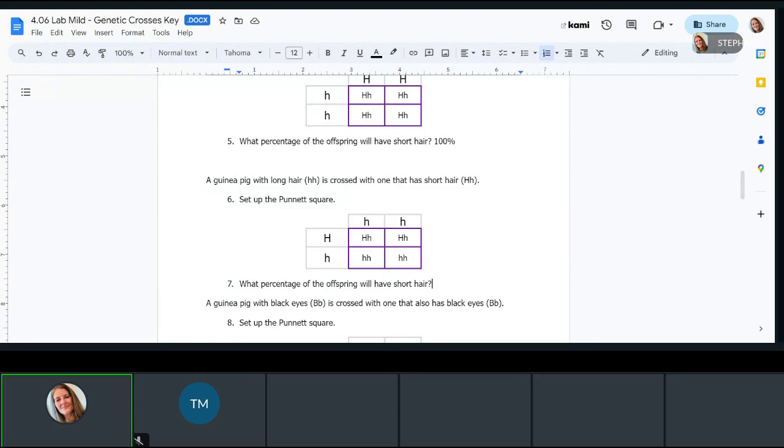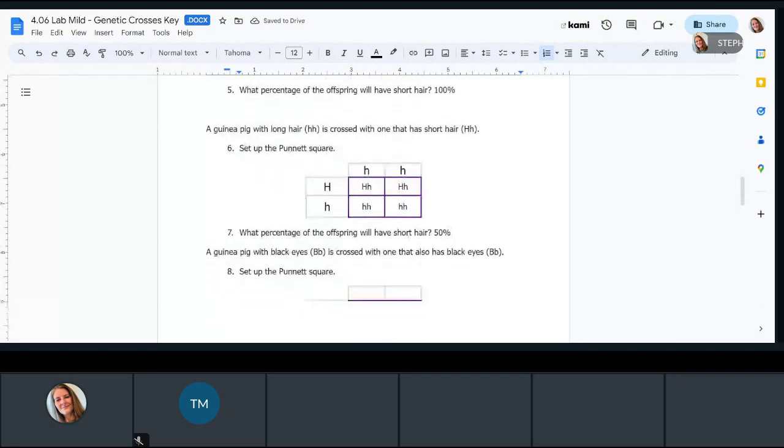Got 4 chances here. Remember, the big H is the short hair. So 2 out of the 4 have short hair. What's that percentage? Exactly. Good job. 50%. So we write 50%.